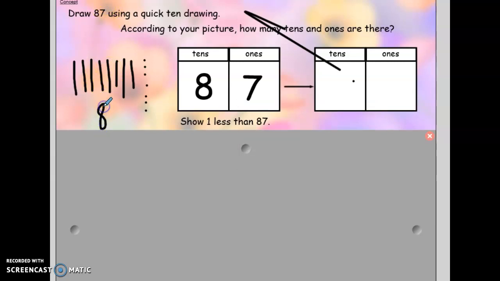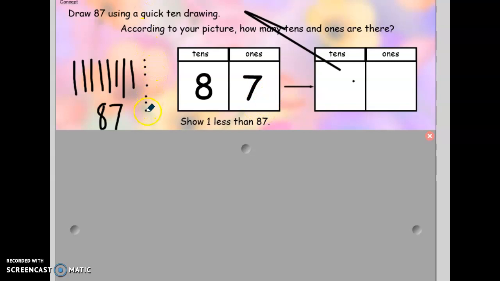Okay, so we had 8 tens, and how many ones did we have, guys? 1, 2, 3, 4, 5, 6, 7. 7 ones. Okay, so we have 8 tens and 7 ones. Is that the same as 87? Yes, it is. Okay, so now it says show one less than 87.